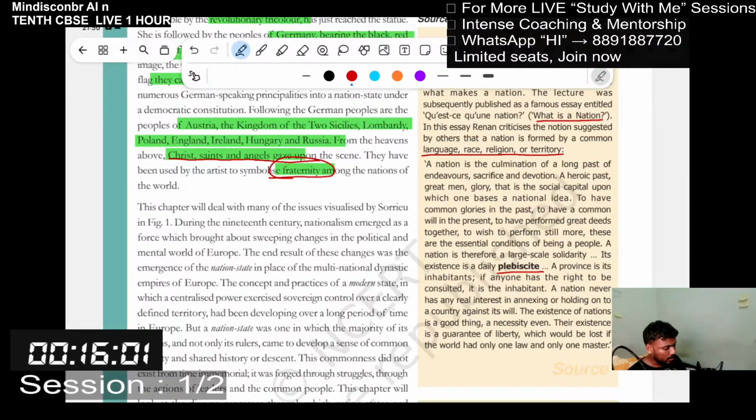A province is its inhabitants. If anyone has the right to be consulted, it is the inhabitant. A nation never has any real interest in annexing or holding on to a country against its will. The existence of nations is a good thing, a necessity even. Their existence is a guarantee of liberty which would be lost if the world had only one law and only one master. It is very difficult.